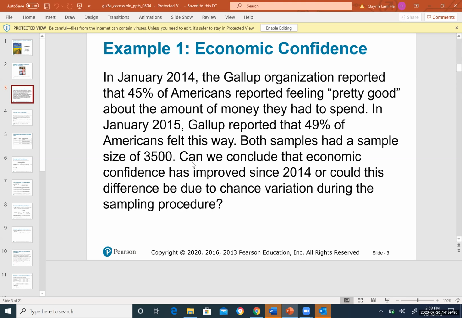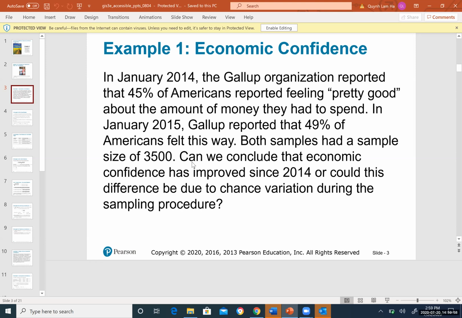Like this example, in January 2014, the Gallup organization reported that 45% of Americans reported feeling pretty good about the amount of the money they had to spend. In January 2015, the Gallup reported that 49% of Americans felt this way. Both samples had the same sample size of 3,500. So right here, you should know that we have two sample sizes, so you can notate them as N1 and N2.